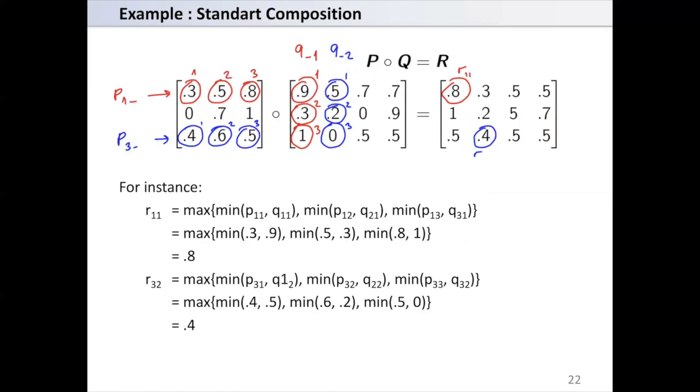Here there is an example. For example, here we have relation P and relation Q. We are trying to find the standard composition P composition Q, and we are trying to find an array for R. P and Q are fuzzy relations, and the resultant standard composition is also a fuzzy relation.